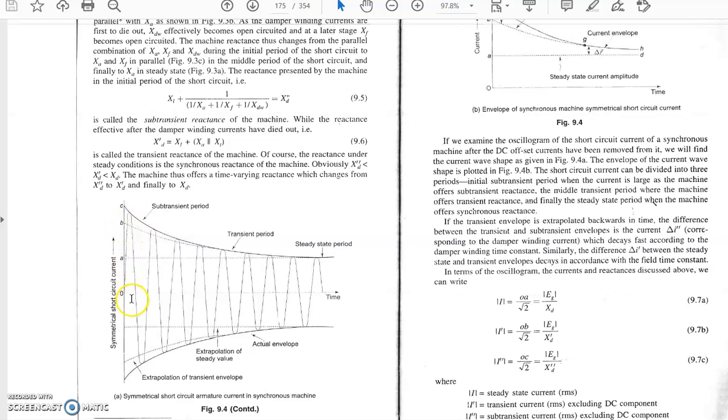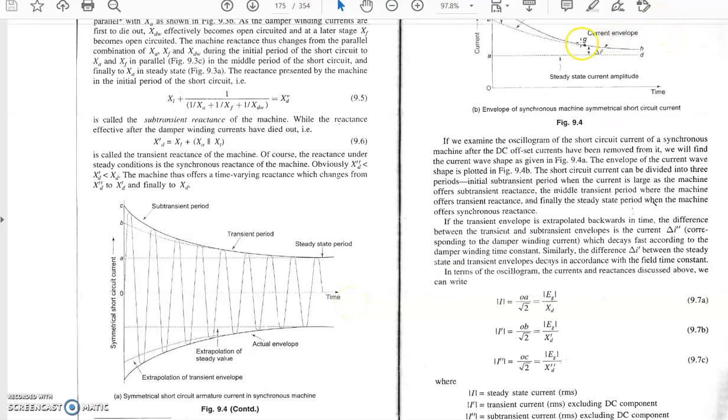This is the time origin, 0. OA is the steady state current limit, OB is the transient envelope, and OC is the subtransient current. In the starting 2-3 cycles, the subtransient condition will exist. After that, the transient condition will be reached, and finally the steady state condition will occur.